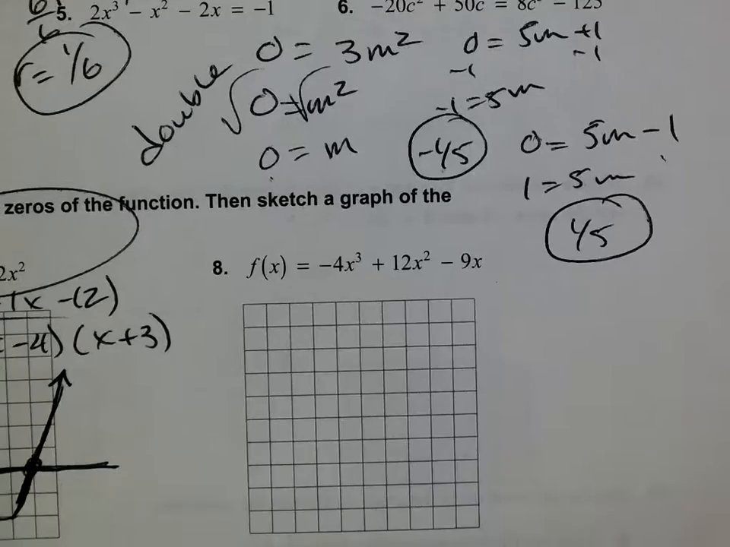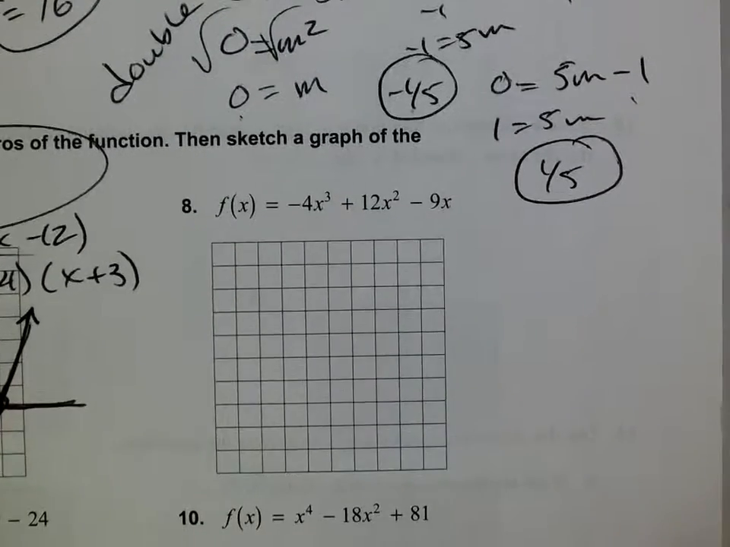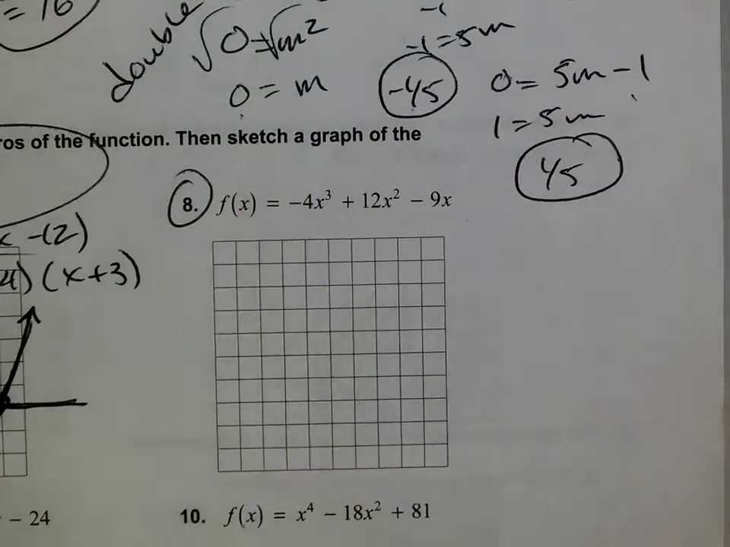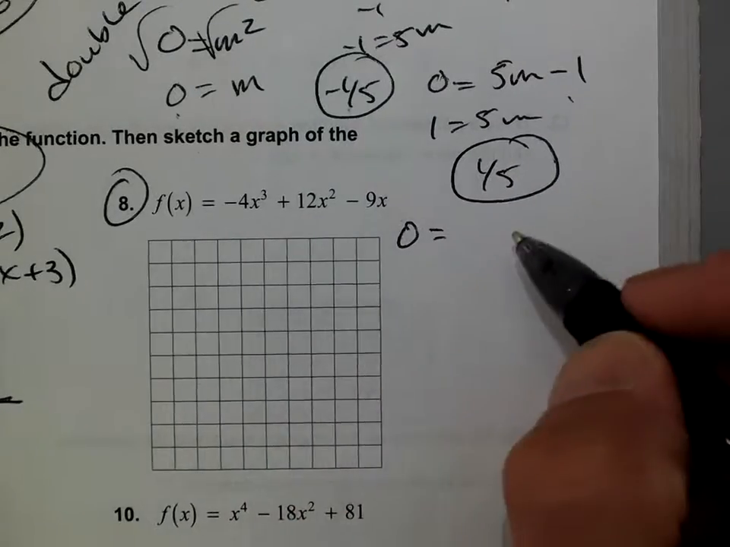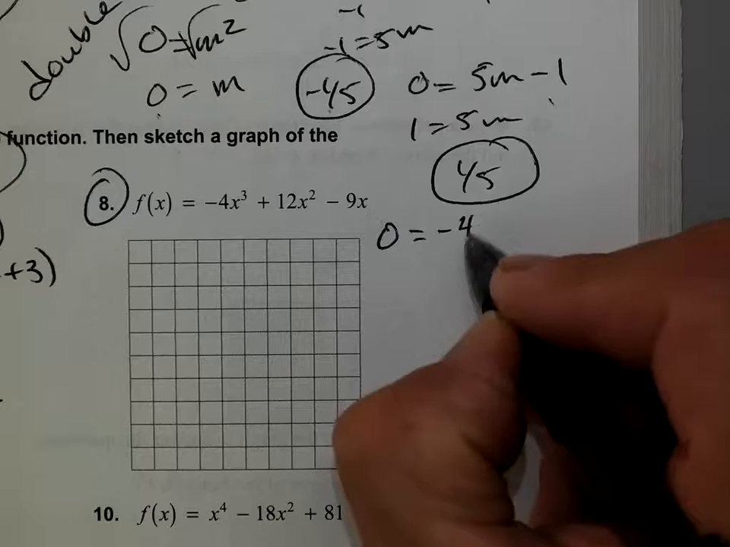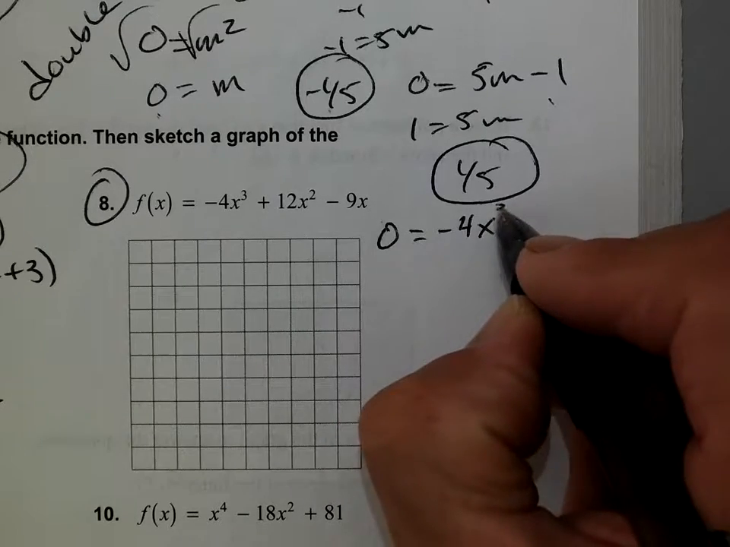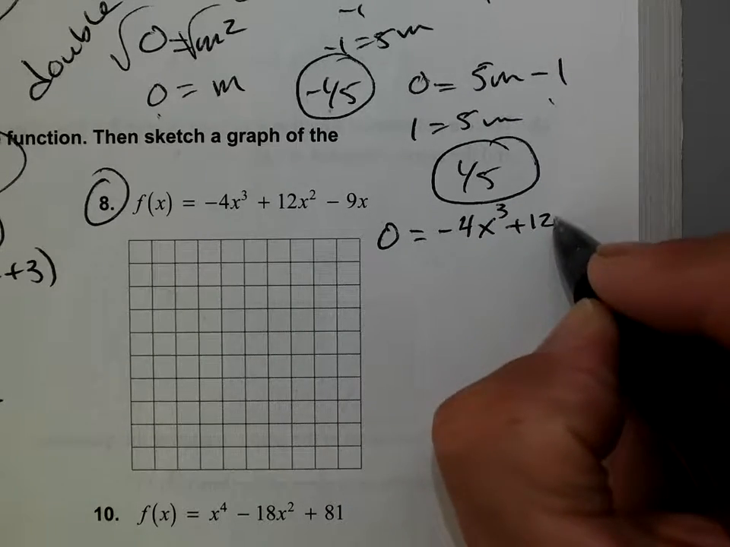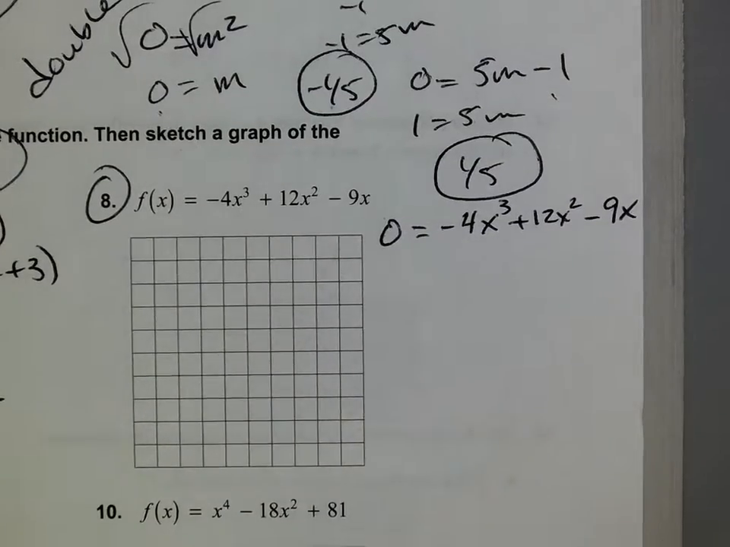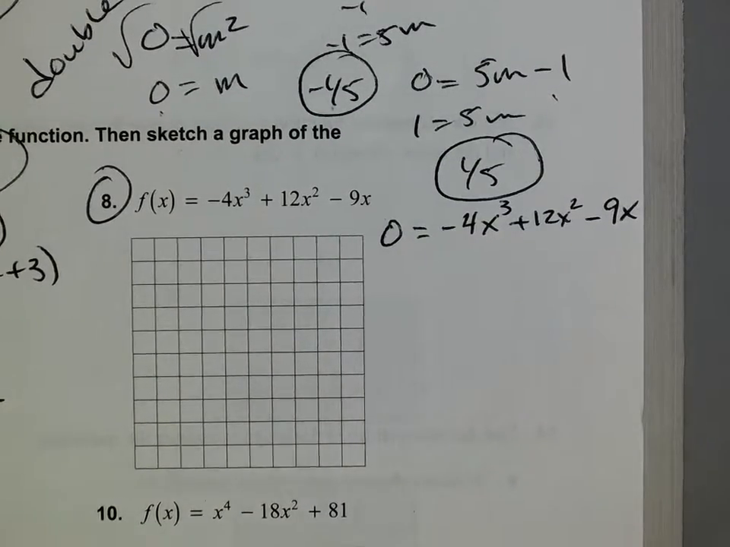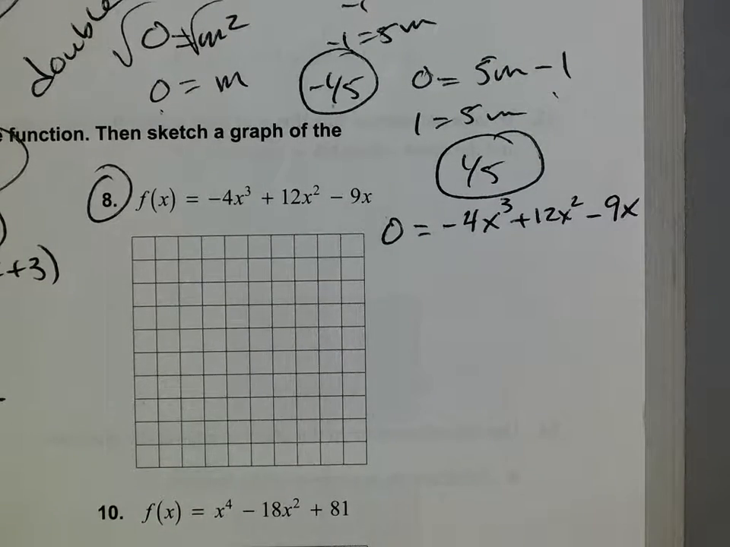Let's take a look at number 8. Okay, I'm going to do one more of those. Okay, am I going too fast? Okay, number 8. So if I want to find zeros, let's set it equal to 0, right? 0 equals a negative 4x cubed plus 12x squared minus 9x. Okay, if I'm looking for zeros, set it equal to 0, okay? There's going to be 3 answers.